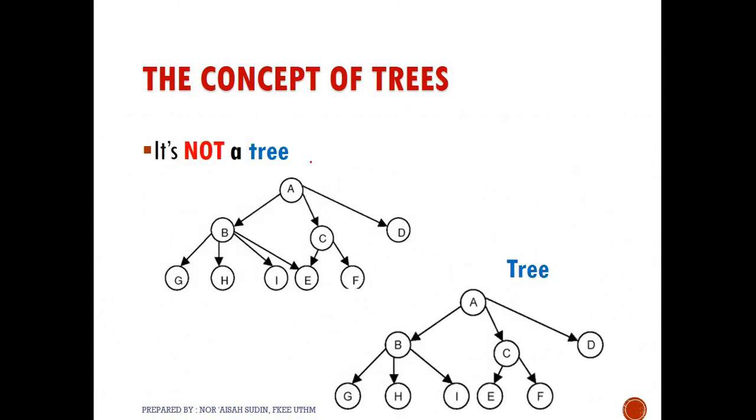So why is the first picture not a tree, and the second picture is a tree? You need to remember that a child cannot be shared by two parents. You see, E is shared by B and C. It cannot be like that. One child refers to only one parent.